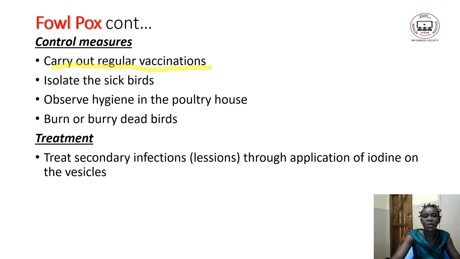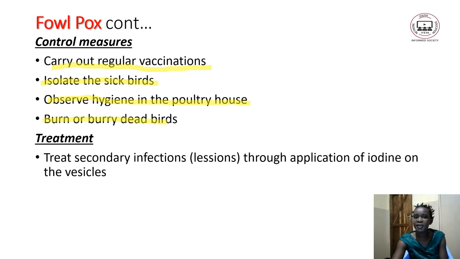Apart from that, once you find out that some of the chicks are showing some signs or symptoms of the disease, just isolate the sick birds to prevent the spread of the disease to healthy birds. Observing a hygienic condition in the poultry house is also very, very important if you want to prevent fowlpox from spreading from one bird to another.